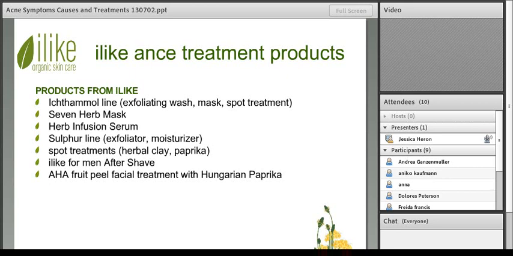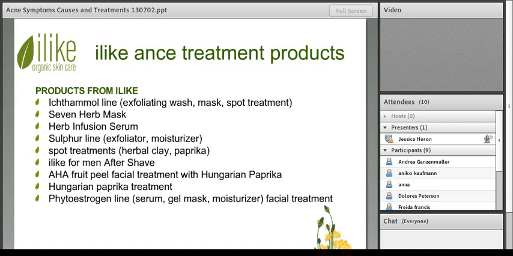You can start with a recommended frequency between 6 to 10 treatments. Recommend the proper home care to use in between the treatments, of course. And of course, proper hygiene is, again, highly recommended. Hungarian paprika treatments, which we just talked about.